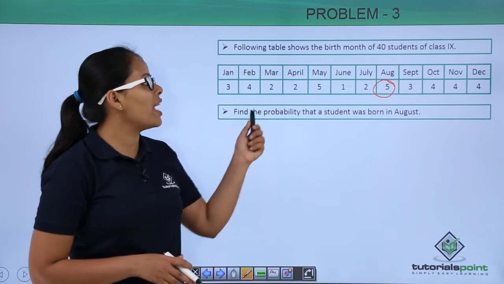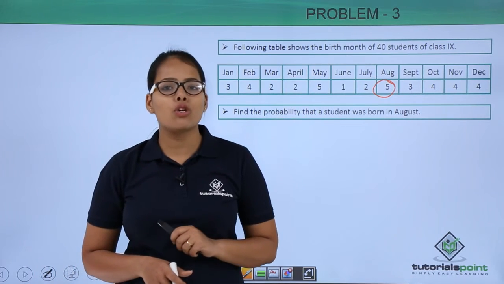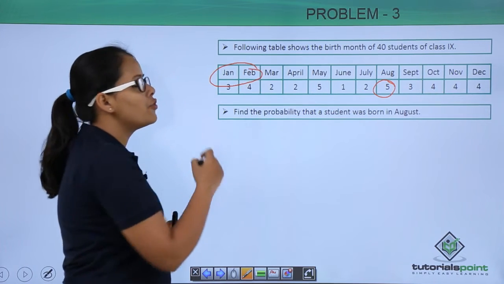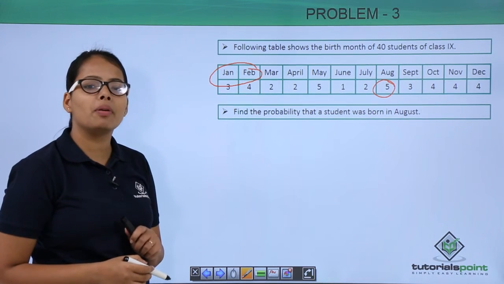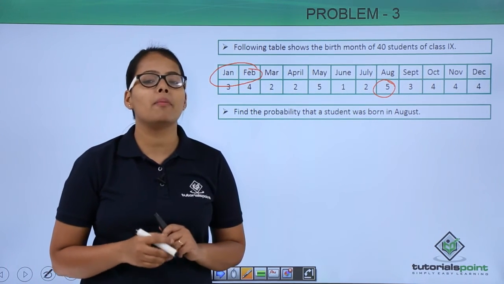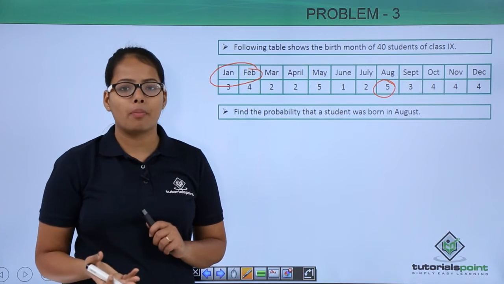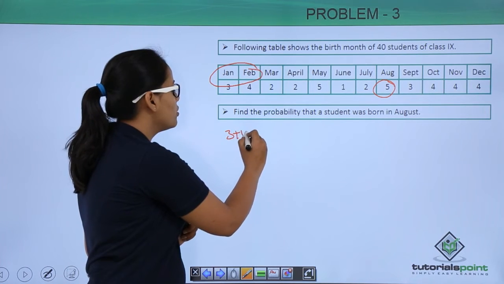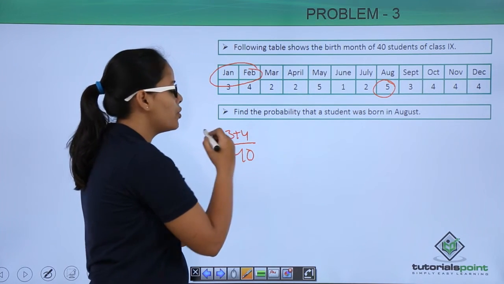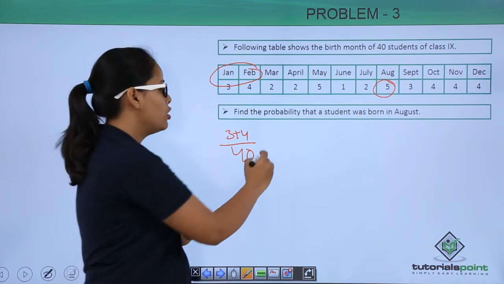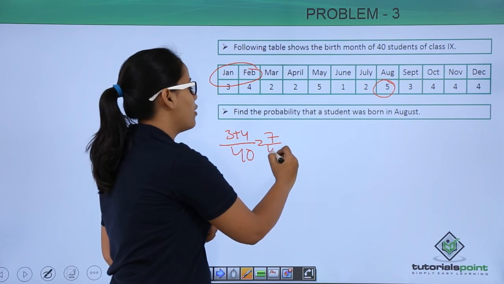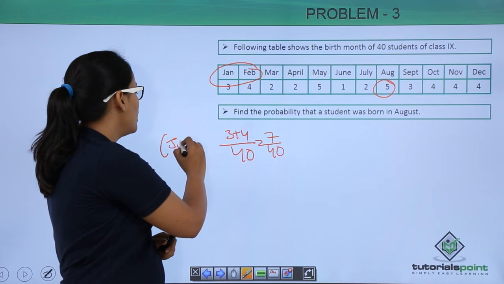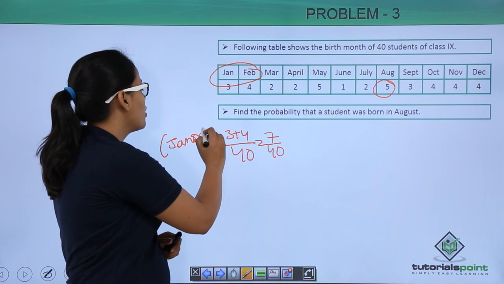You can do this for any of these months. If a question asked is such as a student born in the month of January or February, what will be the probability? In this case, the probability will be 3 plus 4 divided by the total number of students, which is 40. So this will give you the ratio of 7 by 40, and this is going to be the probability of a student born in the month of January or February.